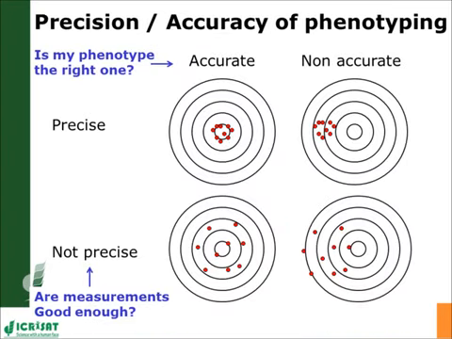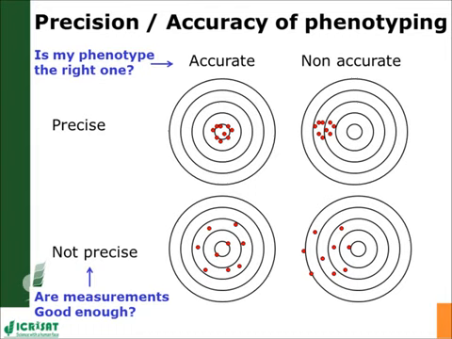When we do phenotyping, there are 2 issues we need to be very clear about. The first one is: is my phenotype right? Is what I'm measuring really what I need to measure the level of adaptation of the plant to drought? There are 2 cases: you've got an accurate phenotype, so you're right on target, or you are not accurate, meaning you measure something which is probably not the right phenotype.